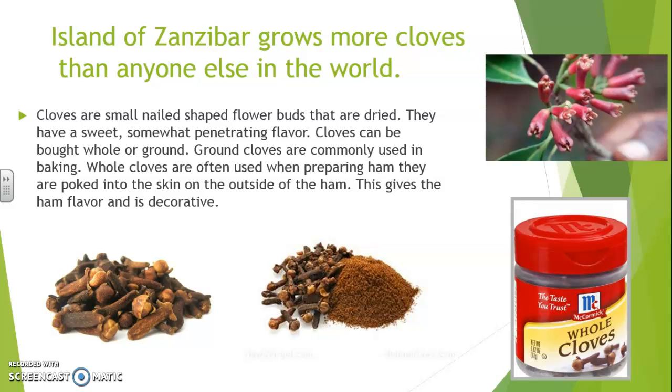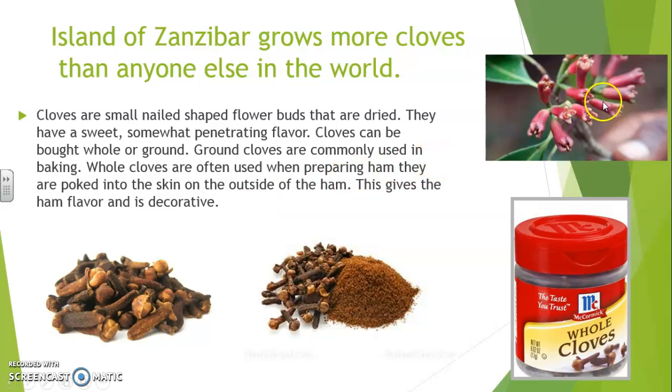Well, the island of Zanzibar grows different kinds of spices like cloves and cinnamon. Cloves are pictured here on your slide. Cloves can be bought whole or ground up. So here's a pile of ground up. Here's whole cloves, which you would find in the spice rack in your mom's probably kitchen somewhere. The ground up ones will be a green bottle. This is red for the whole cloves. And they're used to poke in like the outside of ham to give it more flavor and little decoration.